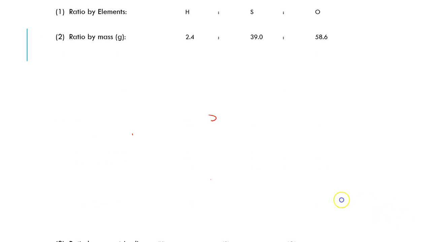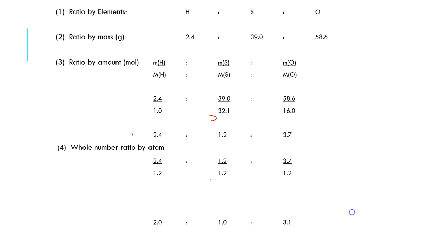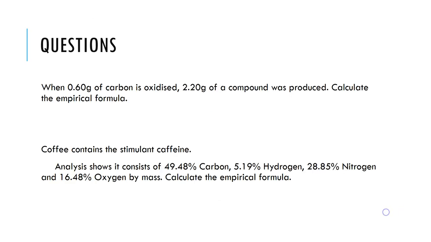Okay, it goes through exactly what we did there, and steps it out for you. So the whole number ratio, we're going to divide by the smallest, and we get 2 is to 1 is to 3. We can see we get H2S1O3. Okay, so the empirical formula is H2SO3.